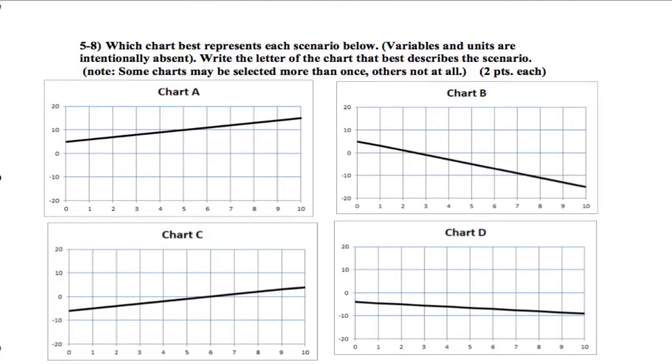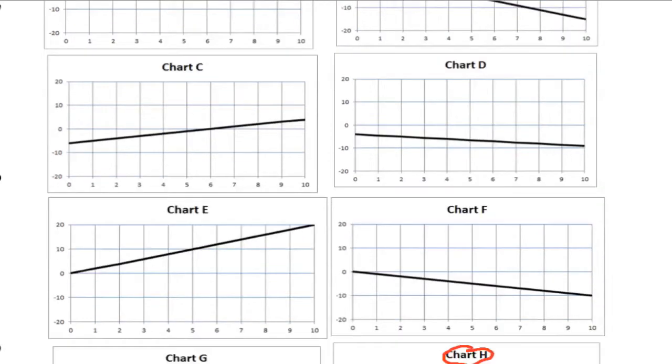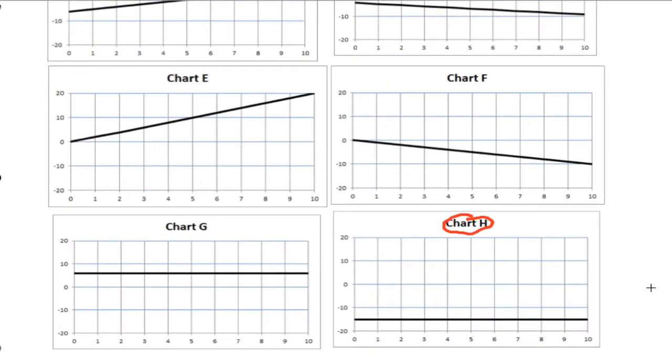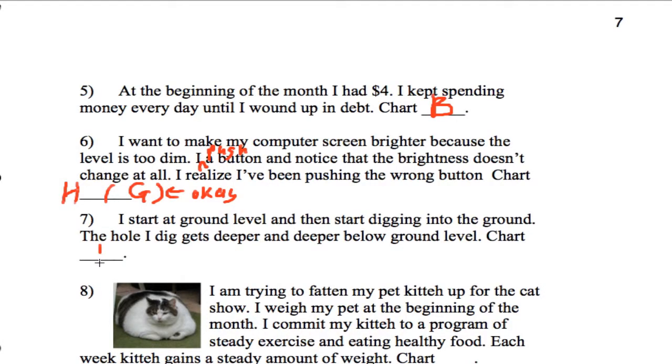So that rules out A, B, C, D, G, and H. And then the thing is, I need my hole to get deeper and deeper and more negative. So I'm really going to go with chart F on that one.